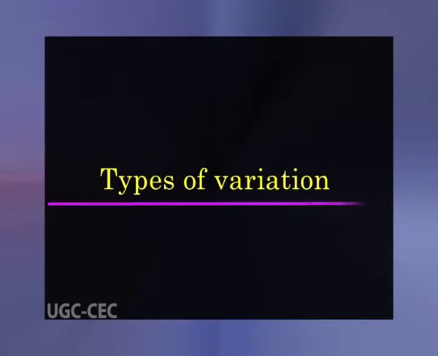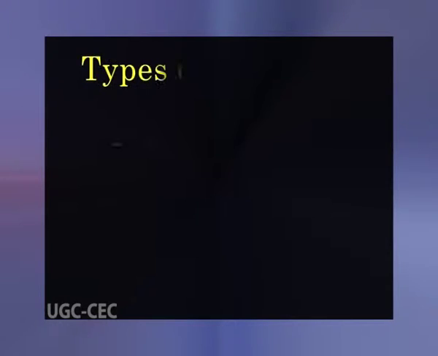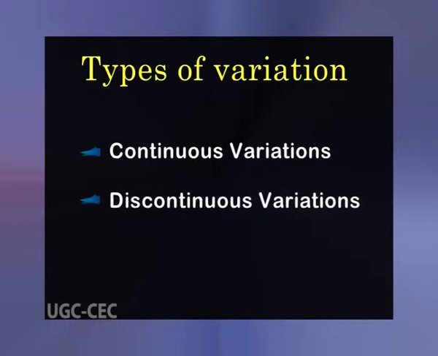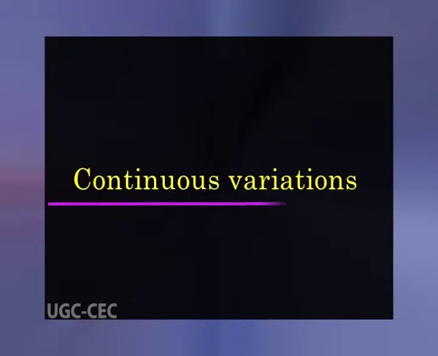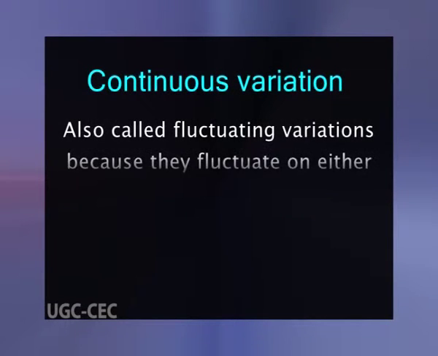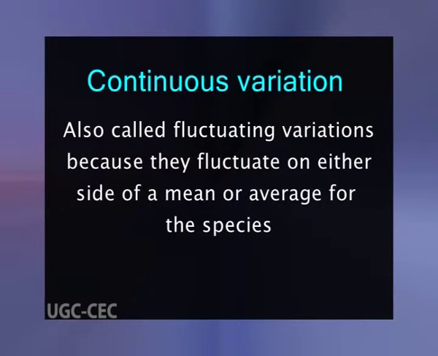Finally, let us talk about the types of variation. Because a great deal of genetics concerns the analysis of variants, it is important to understand the types of variations found in populations. A useful classification is into continuous variations and discontinuous variations. Continuous variations. Continuous variations are also called fluctuating variations because they fluctuate on either side of a mean or average for the species. They show differences from the average which are connected with it through small intermediate forms.